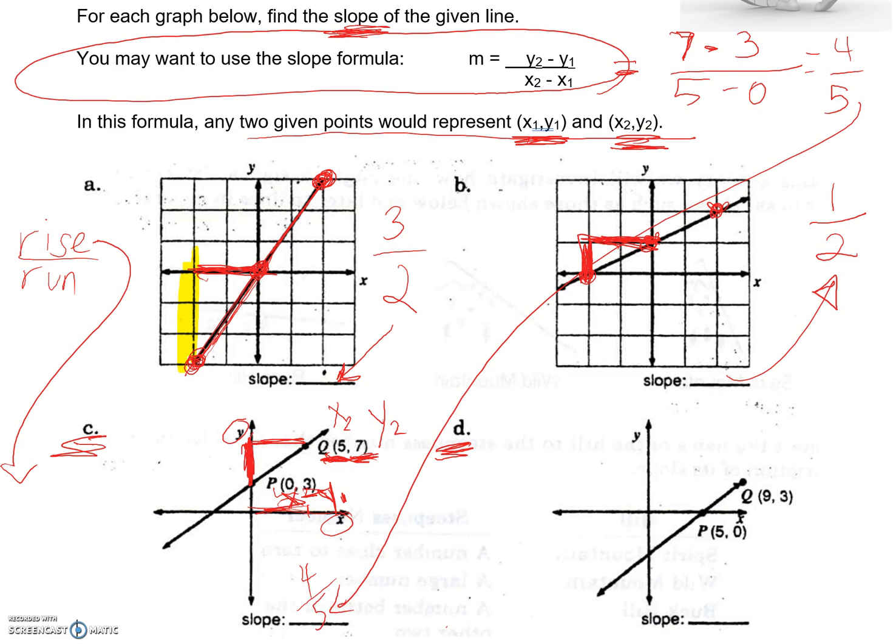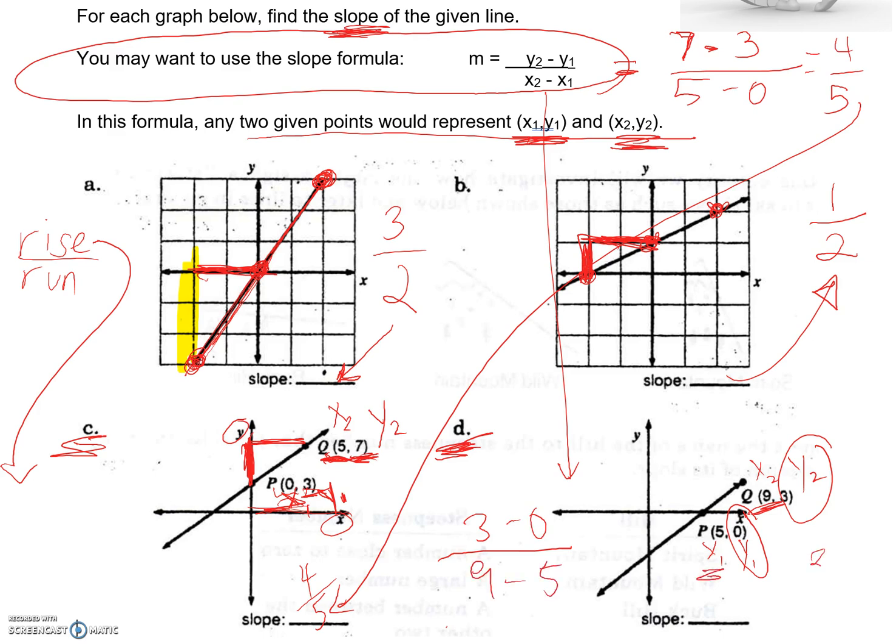Okay, so if we do that again, in part D, we'll call our first set of points x1, y1, our second set x2, y2. Okay, then we follow our slope formula. On top, we're doing y2 minus y1, or 3 minus 0. On the bottom, x2 minus x1, or 9 minus 5. Simple subtraction gives us 3 over 4 using our slope formula.